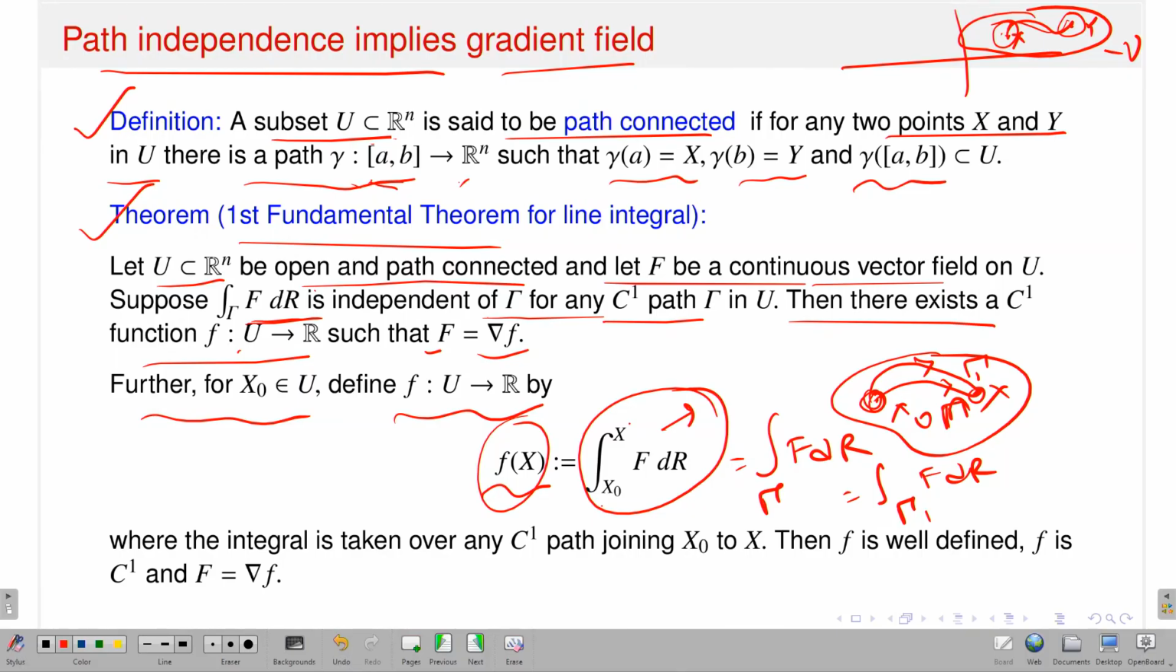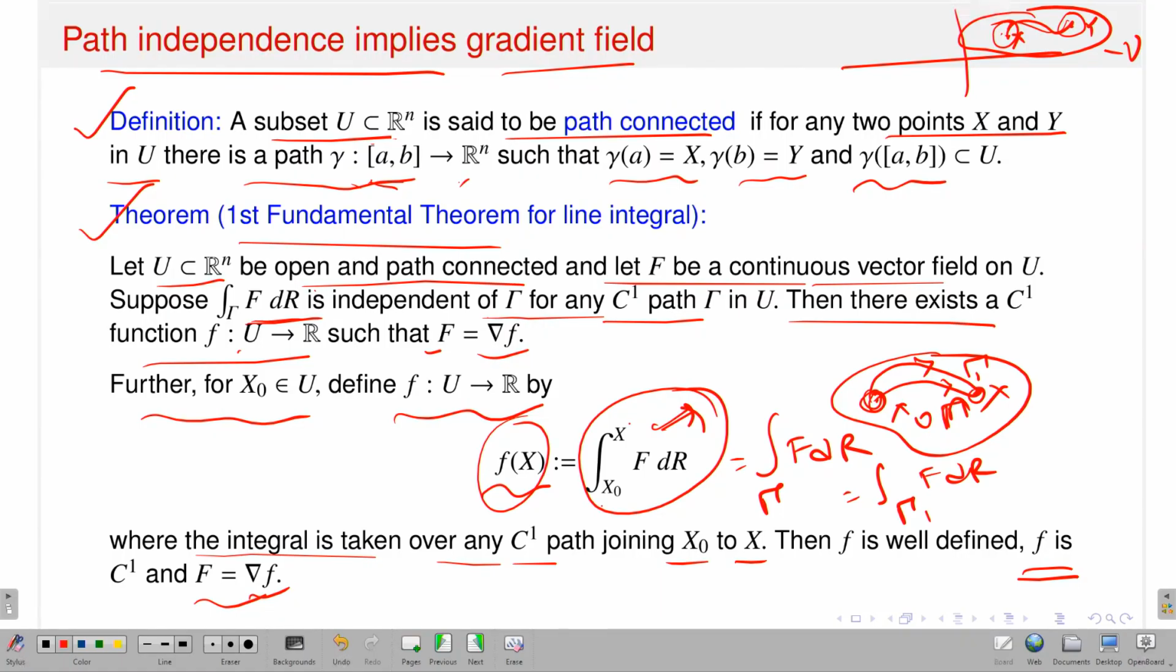Of course, I have written that the integral is taken over any C1 path gamma joining x naught to x, and this makes sense because whatever gamma I take, as long as x naught is the initial point and x is the final point, the vector line integral over this gamma will be the same. Therefore this makes sense, and this small f is well defined. One can check that f is also C1, and if I take the gradient of this small f, it turns out that it is exactly equal to capital F. So that is the kind of first fundamental theorem.